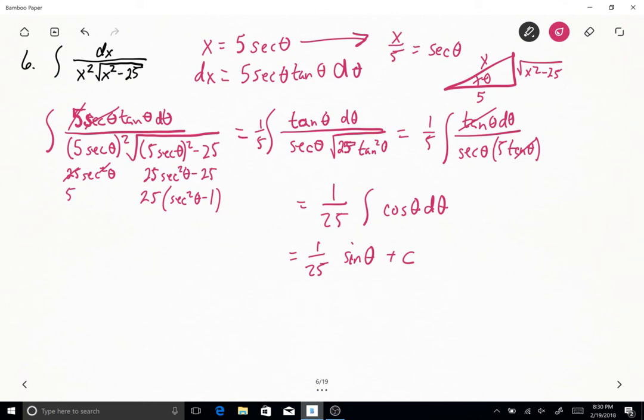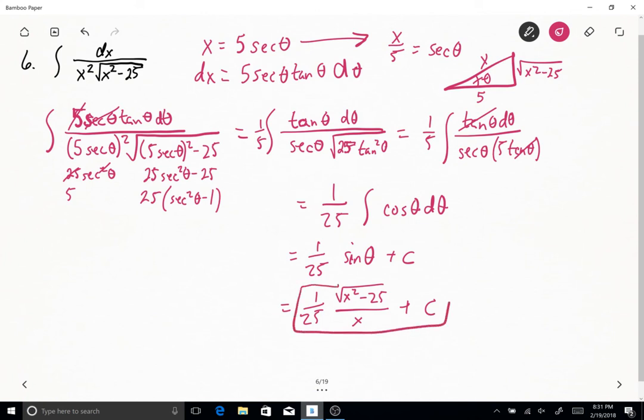So now when we find the sine of theta, using that triangle, our opposite is the square root of x squared minus 25, and our hypotenuse is x. And that is our final answer. So using another trig substitution, we can find it. Hopefully that makes sense.